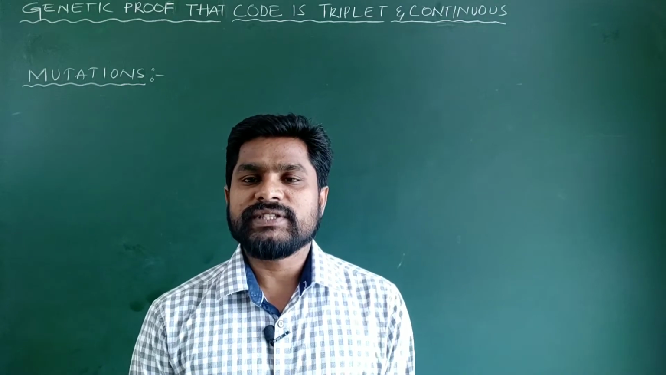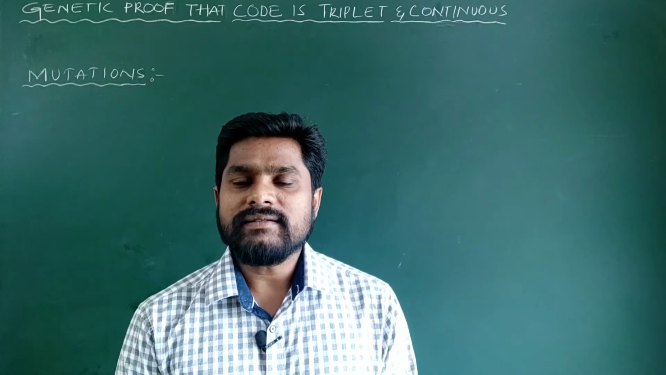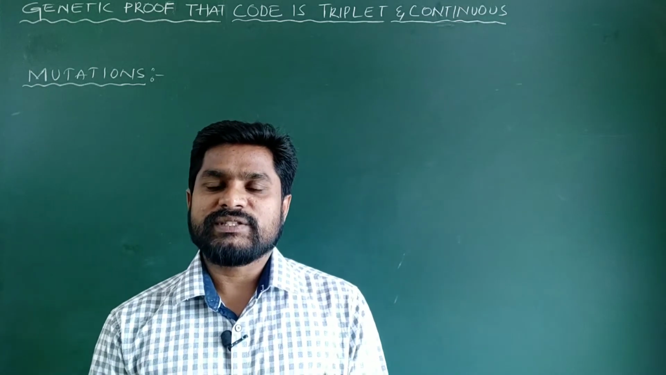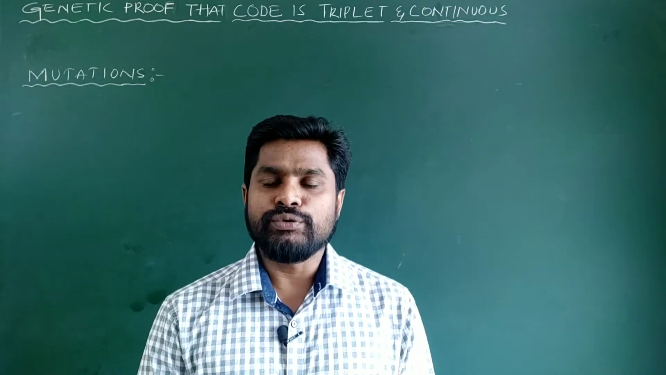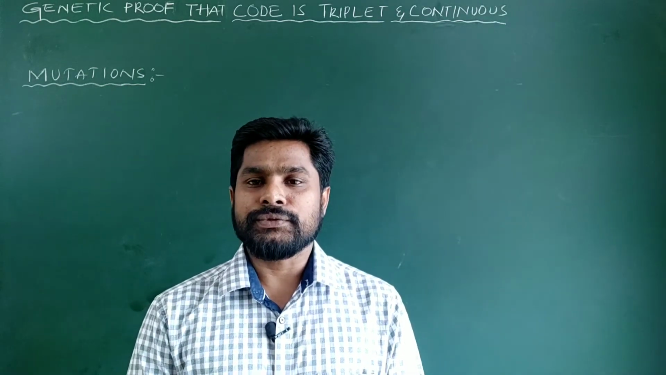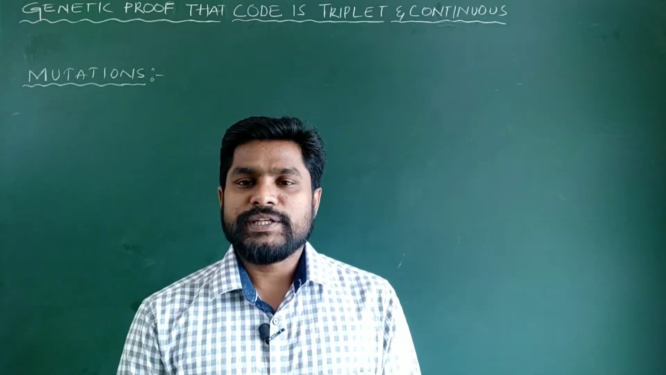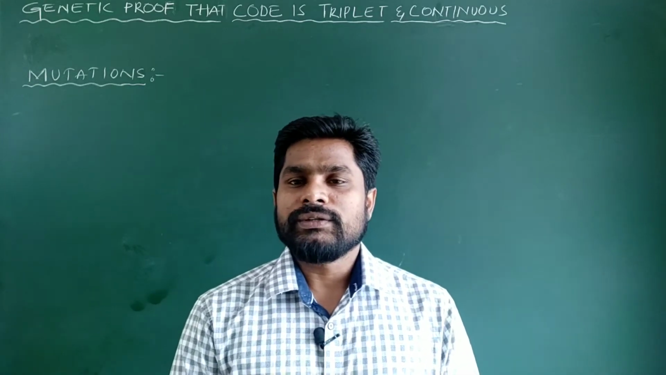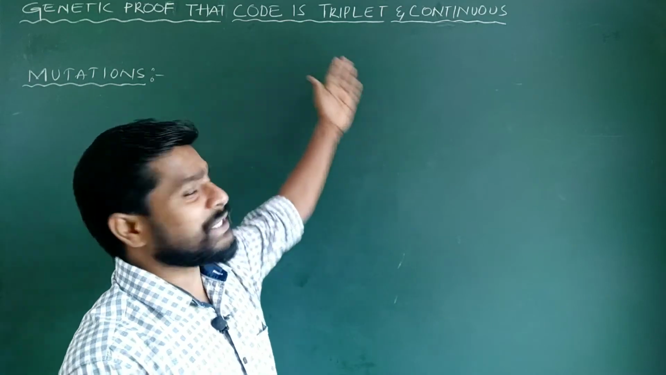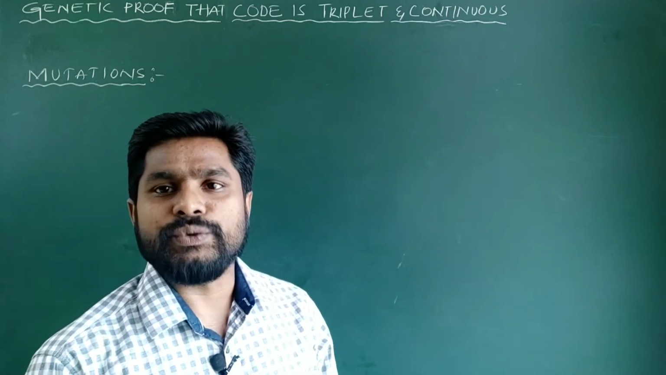In the last video, we successfully completed the salient features of the genetic code. Today, in this part of the videos on the molecular basis of inheritance, we are going to prove the salient features of the genetic code at a genetic level through frameshift mutations. Especially, we are going to prove two salient features of the genetic code: the code is a triplet and the code is continuous.